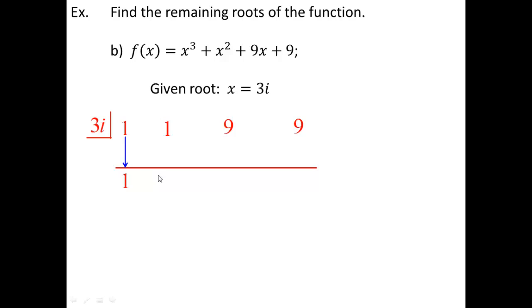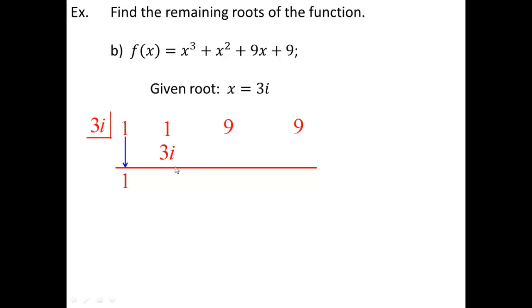We'll start by dropping down the 1. And then whatever I have down here, I multiply it by whatever I have up here. So 1 times 3i is 3i. Then my next step is to simply add it together. Whatever I have here and whatever I have here, I'll add together. 1 plus 3i.